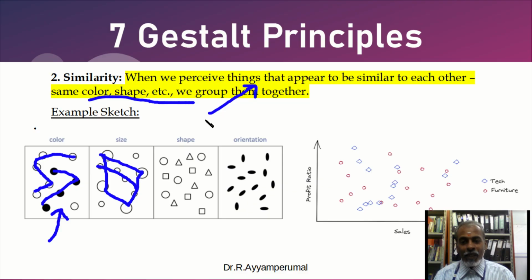In this case shape, there are three shapes: square, circle and triangle. You must be able to study the pattern in each. For an example, you are studying a pattern of square here. Let us take the pattern of circle.